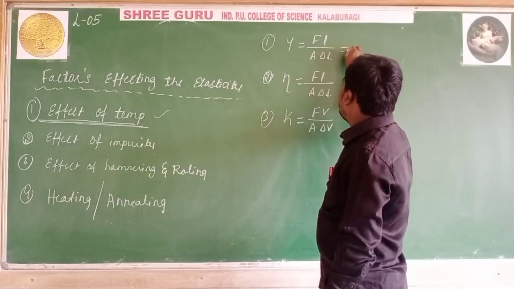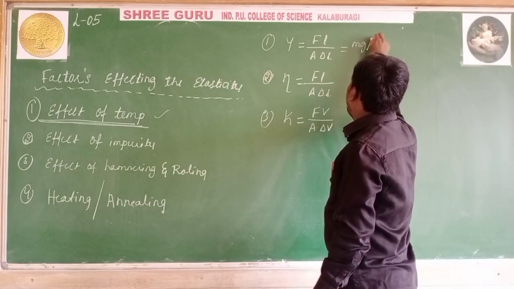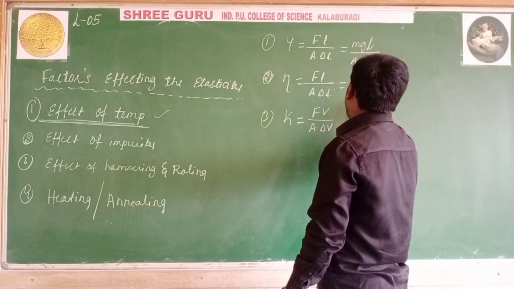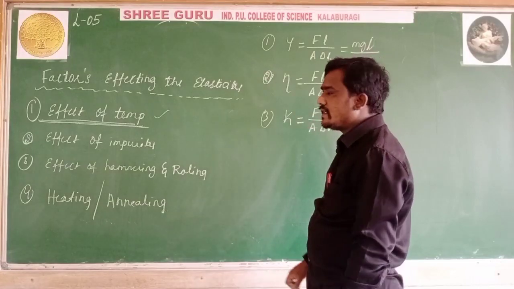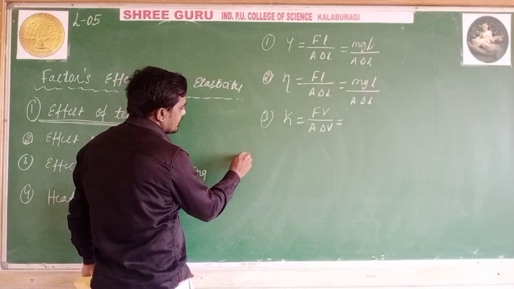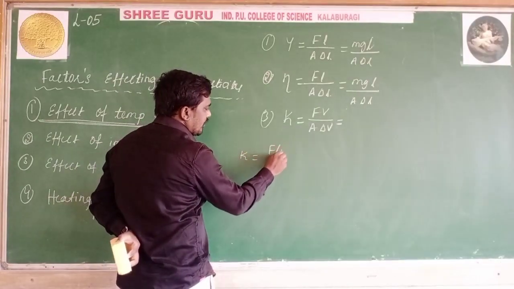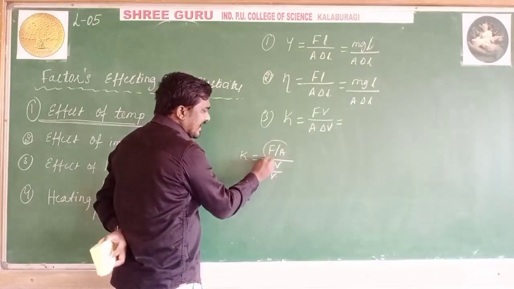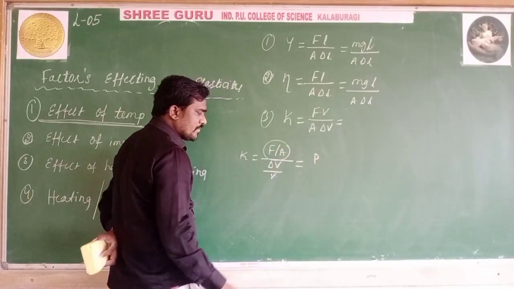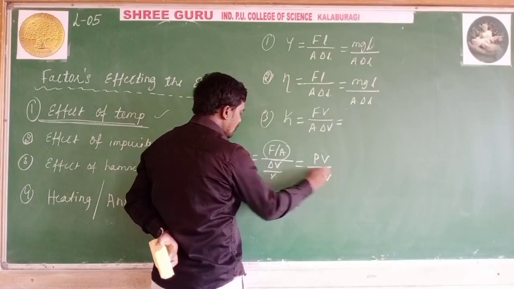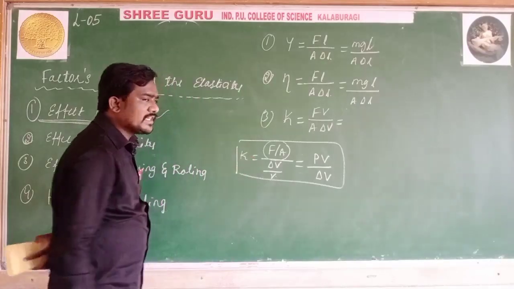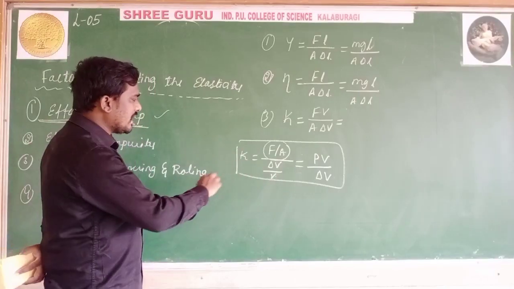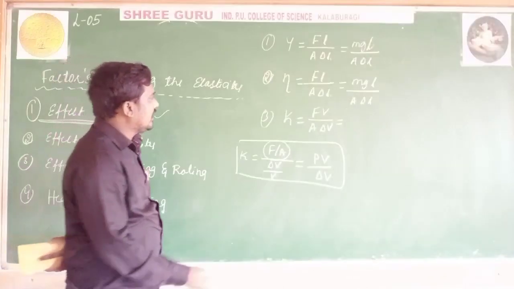We can also convert this formula into the form of MgL by A into delta L. This is MgL by A into delta L, and this is force acting per unit area by change in volume with respect to original volume. We can also write directly that the force acting is nothing but pressure, into volume with respect to change in volume. Sometimes they mention it in terms of pressure. Already I discussed the important points about pressure and stress differences.